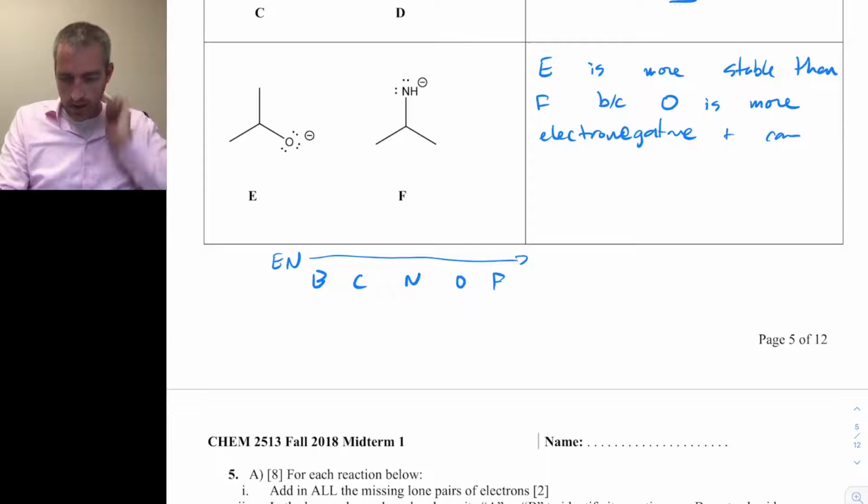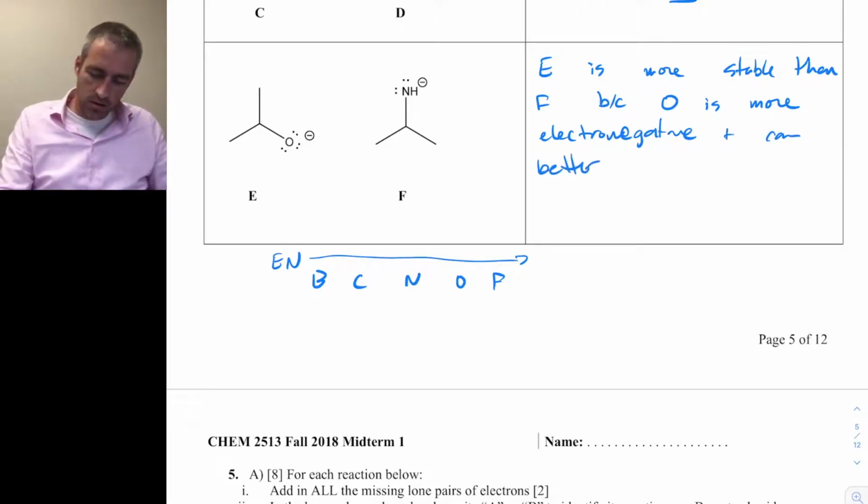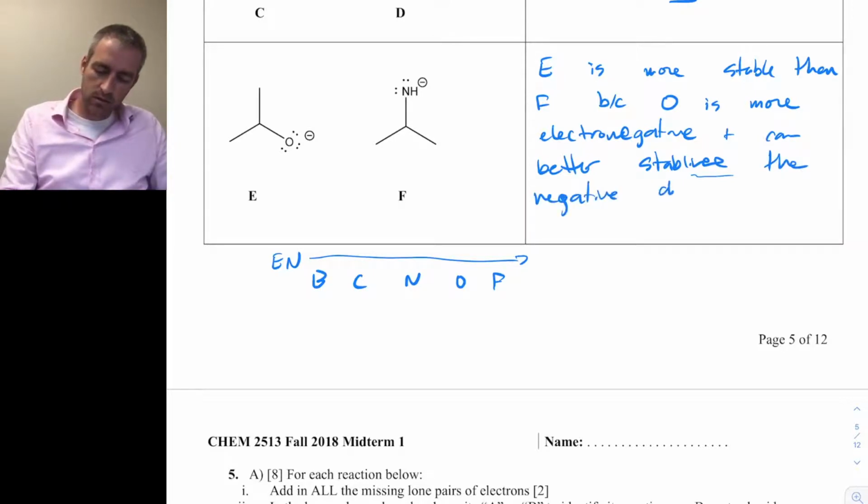And can better stabilize, that's what that word is, the negative charge. Because E is more stable, E is a weaker base.